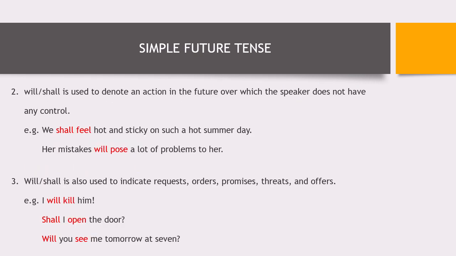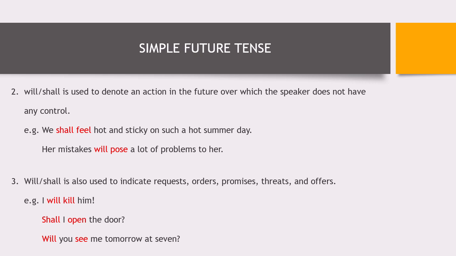Simple future tense. 2. Will or shall is used to denote an action in the future over which the speaker does not have any control. For example, we shall feel hot and sticky on such a hot summer day. Her mistakes will pose a lot of problems to her.